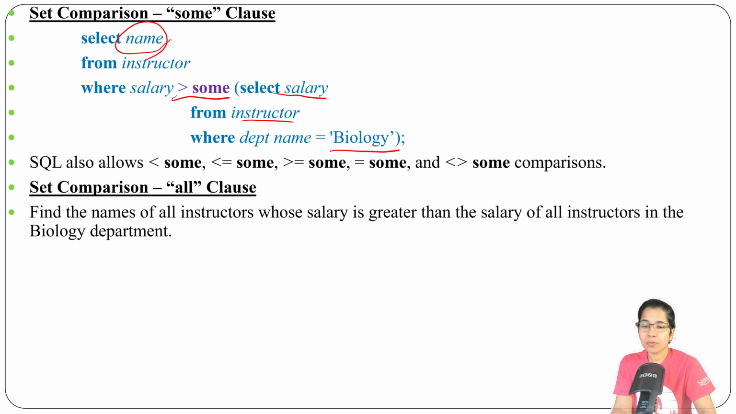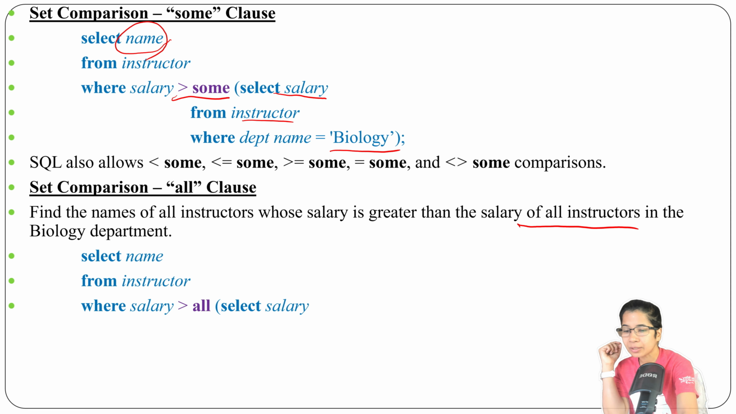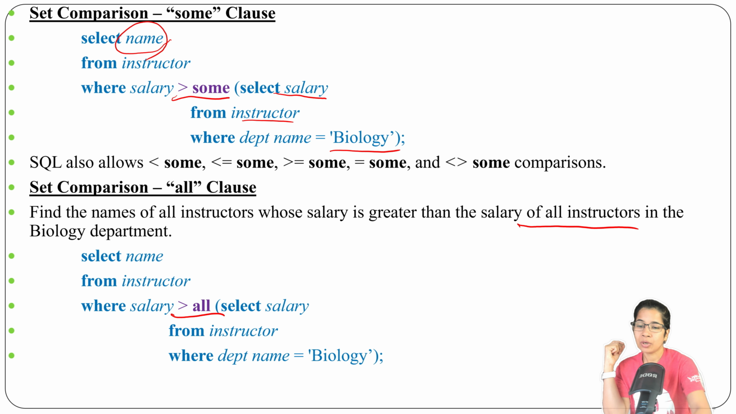Now find the name of all instructors whose salary is greater than the salary of all instructors in the biology department. Here the query will be the same, just in place of some we'll write all, because it is asking all instructors of biology department. So select name from instructor where salary greater than all, select salary from instructor where department name equals to biology. Both queries are the same. Here we just write all, there it is some.